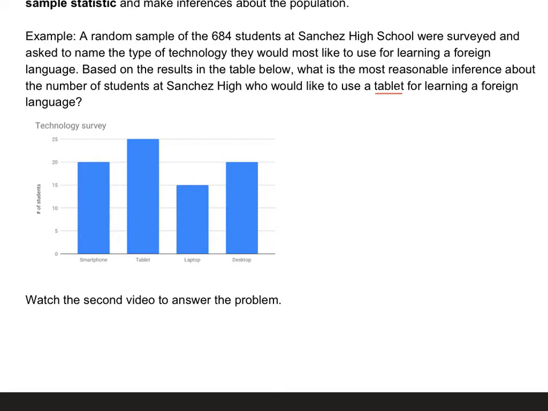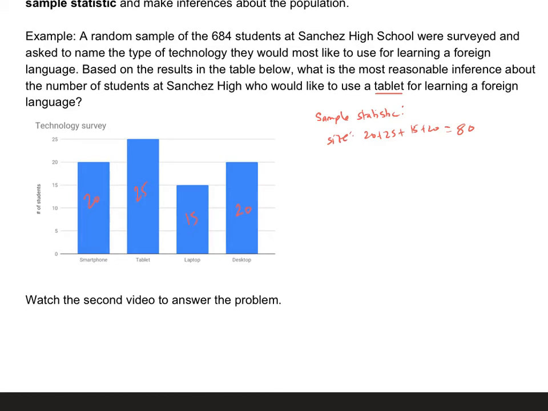So the way you do this is, first of all, you're going to calculate your sample statistics. And the sample statistic is basically going to be what's the size of my sample, and then what's the percentage of my sample that has the statistic that I'm looking for. So if I look at the bar graph over here, I have 20 students who prefer a smartphone, 25 who prefer a tablet, 15 who prefer a laptop, and 20 who prefer a desktop computer. So if I wanted the size of my sample, that's all of those categories put together. So 20, 25, 15, and 20. So that's 80 students that we went overall.